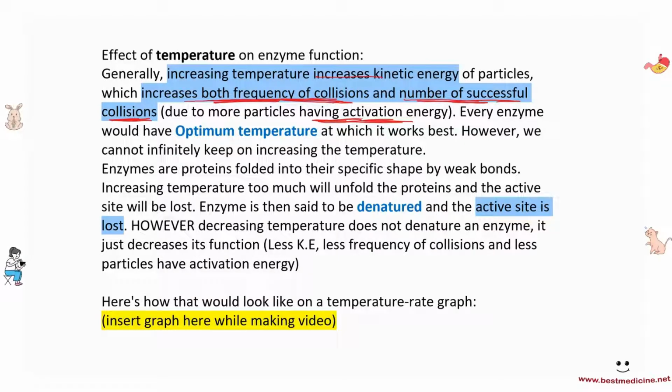So, generally, increasing temperature would increase the reaction. However, if you keep on increasing temperature, right? If you keep on increasing temperature too much, it will unfold the protein, and the active site will be lost because there's too much kinetic energy. So then the enzyme is said to be denatured, and the active site is lost. Understood?